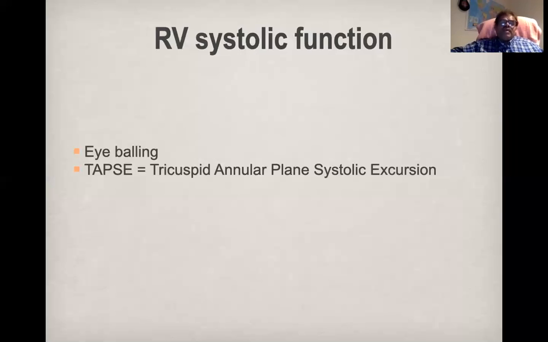Now let's see how we can use focused ultrasound or FATE to evaluate right ventricular systolic function. Again, right ventricular systolic function can be judged using eyeballing, and another objective method is TAPSE. TAPSE is similar to MAPSE, but TAPSE has more global acceptance than MAPSE. If you ask me, TAPSE is the only objective measure of right ventricular systolic function. Of course, right ventricular systolic strain and all these advanced measurements are available, but you need very sophisticated software for that.